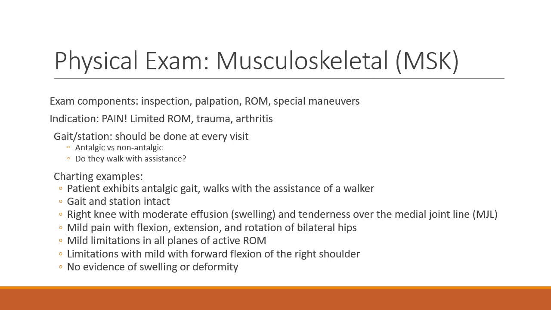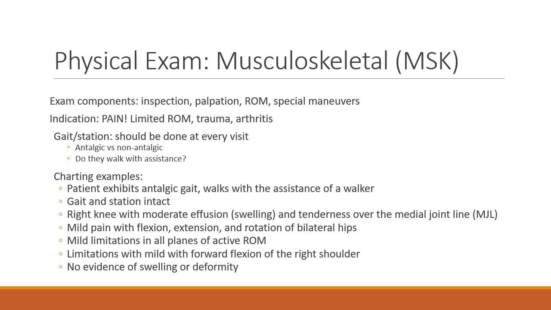Other examples include right knee with moderate effusion or swelling and tenderness over the medial joint line or the MJL. For range of motion, mild pain with flexion, extension, and rotation of the bilateral hips. For other range of motion, mild limitations in all planes of active range of motion of whatever joint that you're looking at.